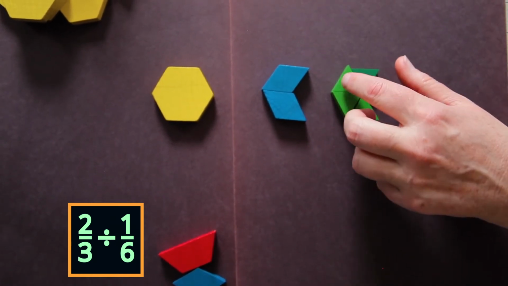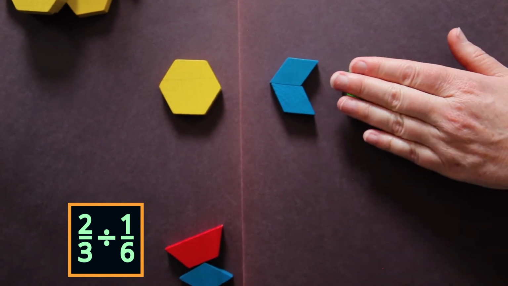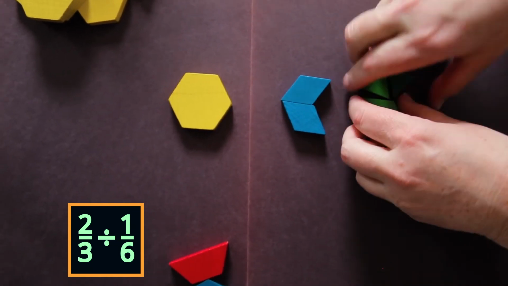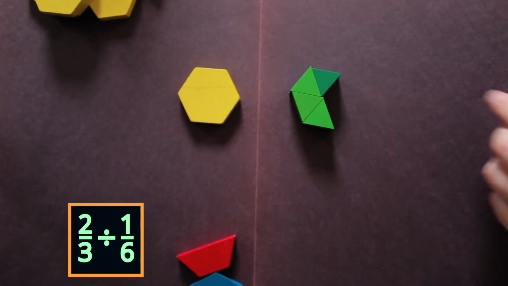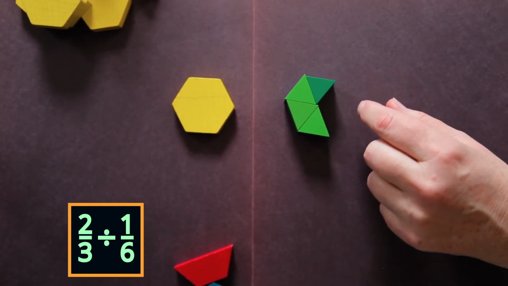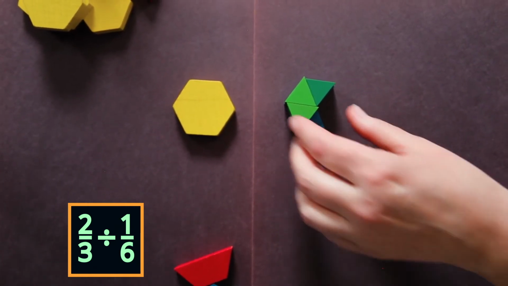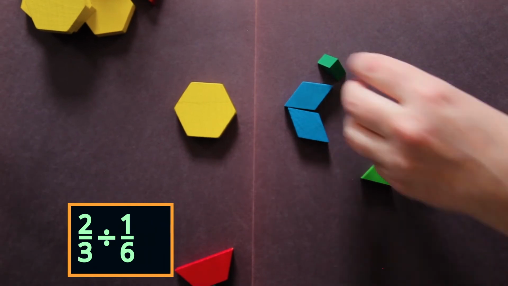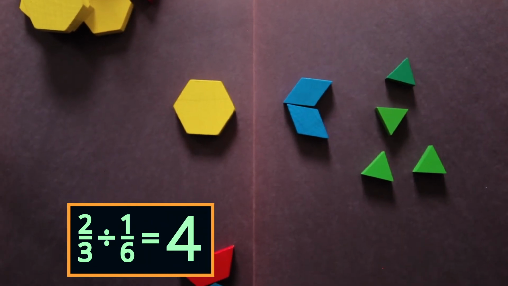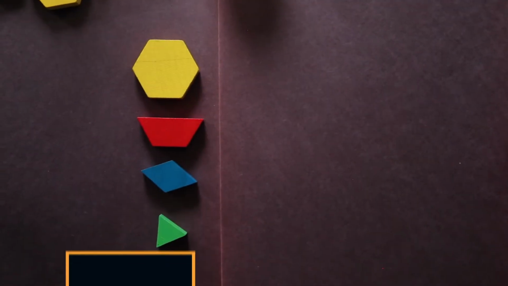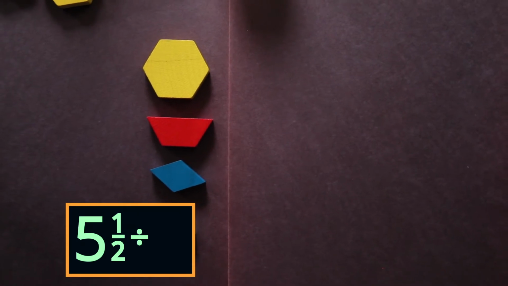So there's 1, 2, 3, 4. So I know that I could replace my 2/3 with these 4 triangles. So how many 1/6 are there? There's 1, 2, 3, 4. So the answer is 4. Okay, so our next problem is 5 1/2 divided by 2.